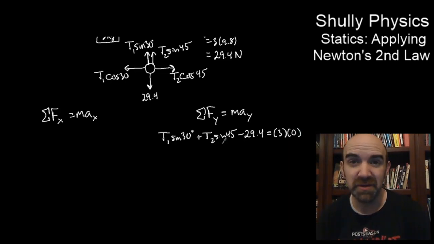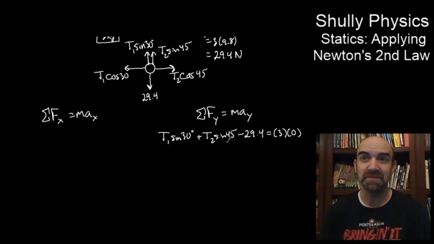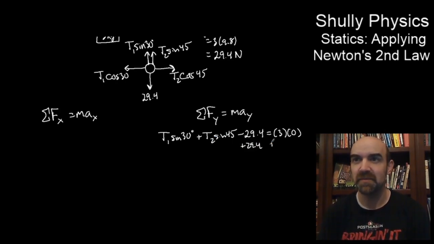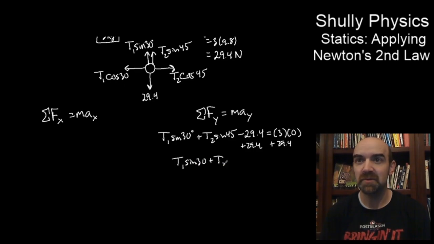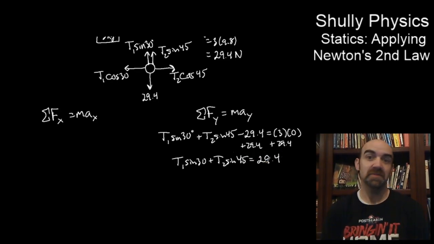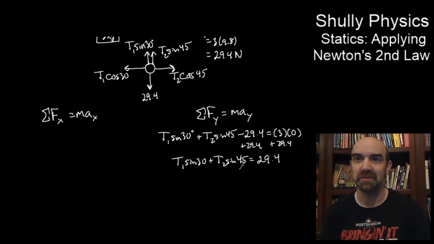Can I solve for anything here? No, I have to pause because I have two unknowns. I can't really solve for one of them. I can simplify this a little bit if we add 29.4 to both sides. Zero plus 29.4. That does give us T1 sine 30 plus T2 sine 45 equals 29.4, equals the weight. So those two components equal the weight, but we don't know what each component is yet.